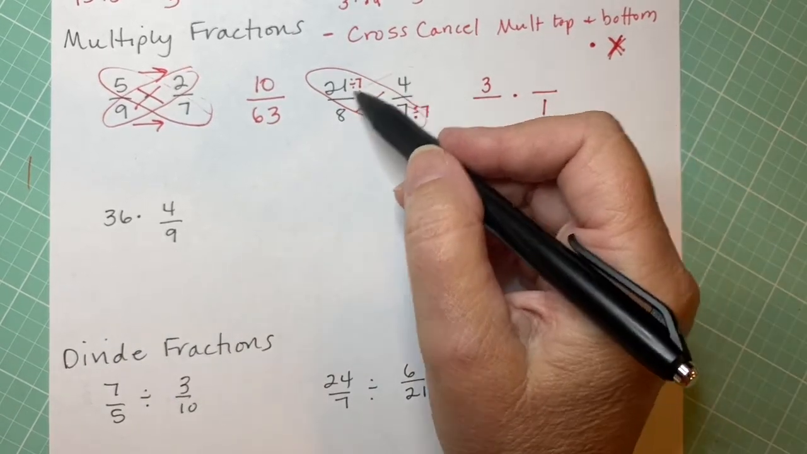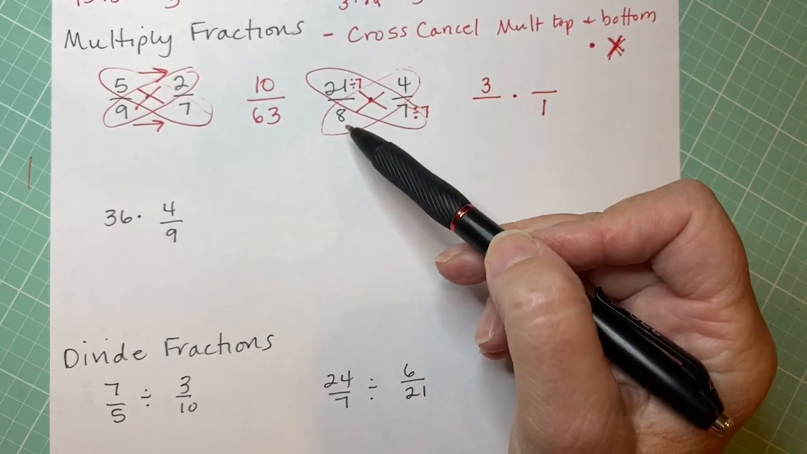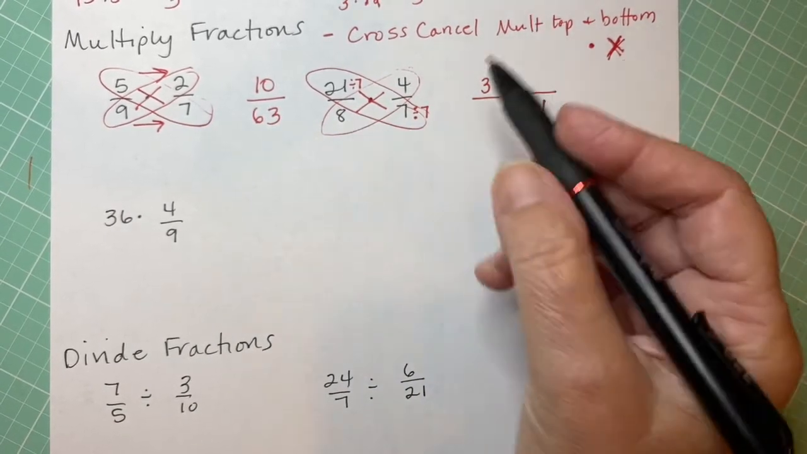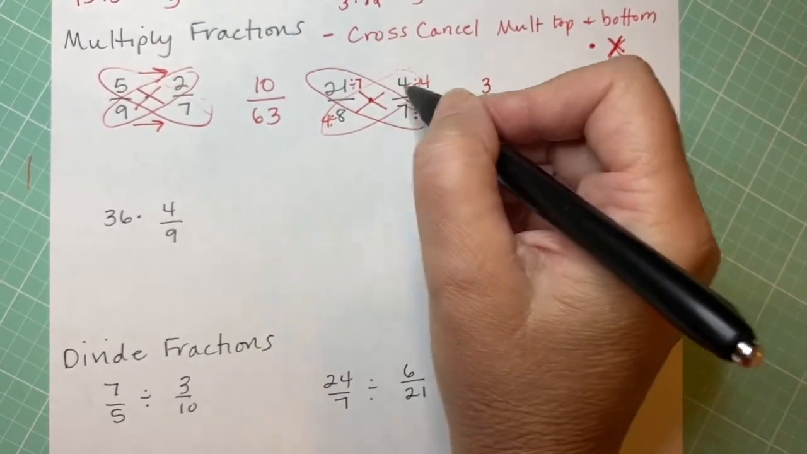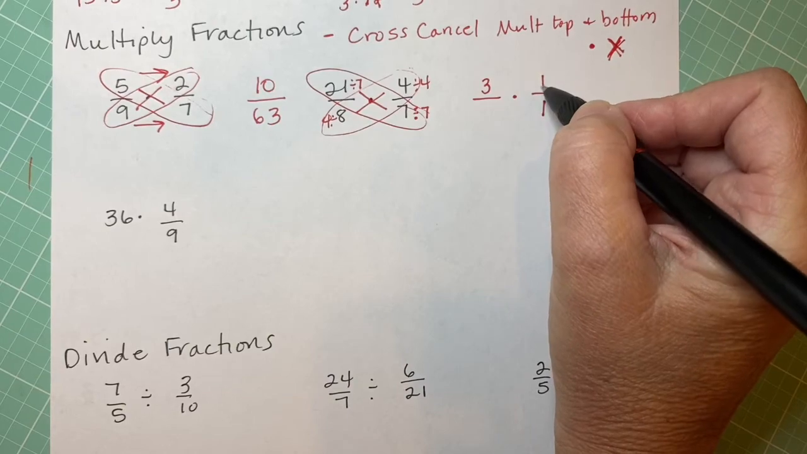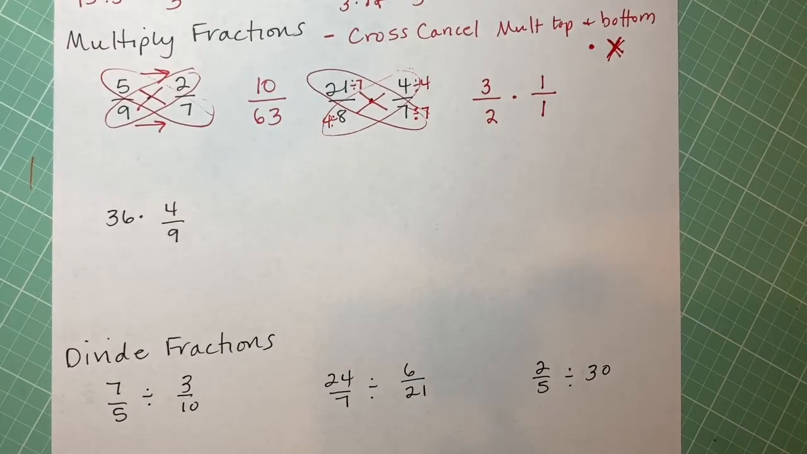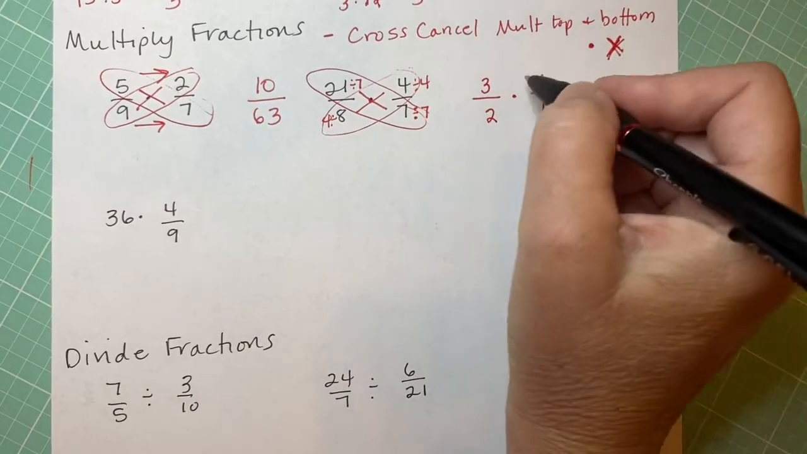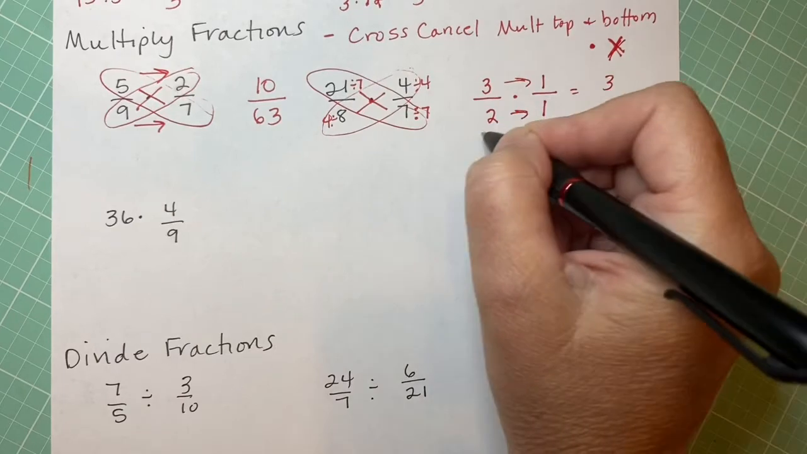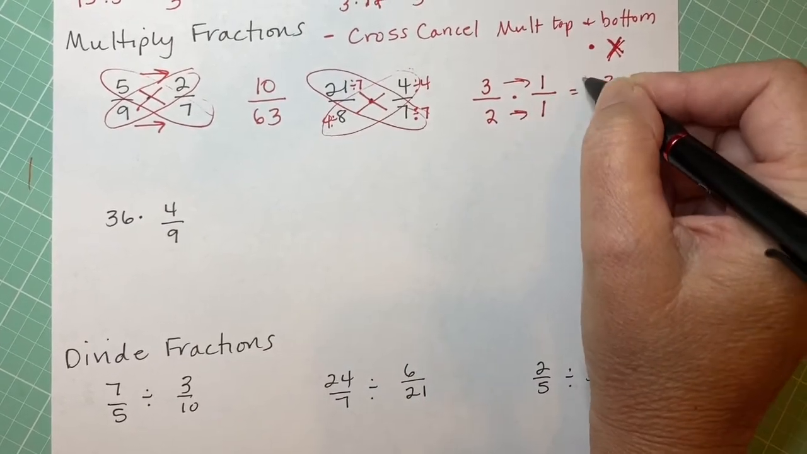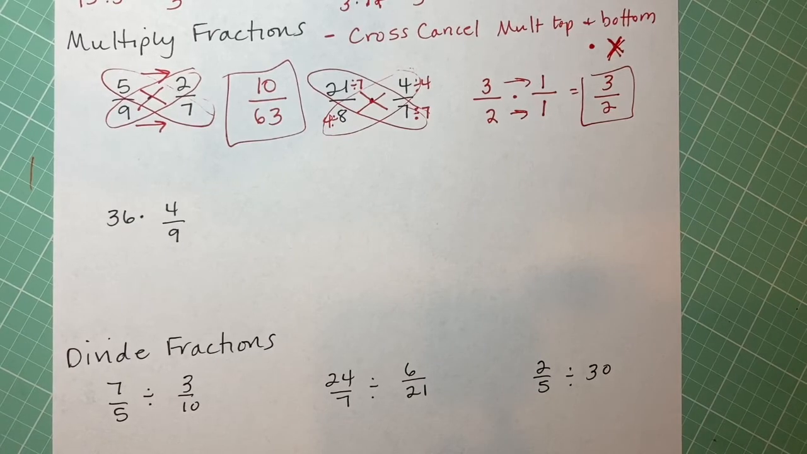Then we're going to look at the other diagonal, 4 and 8. Go to the smaller number. Will 4 divide into 8 evenly? Yes. So we're going to divide both of these by 4. So 4 divided by 4 is 1. 8 divided by 4 is 2. So we cross-canceled. And now we're going to multiply across the top and the bottom. So 3 times 1 is 3. 2 times 1 is 2. And that's our answer. I should have boxed those.